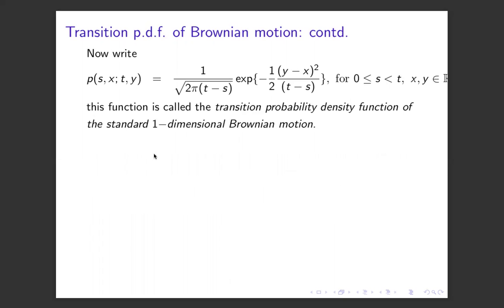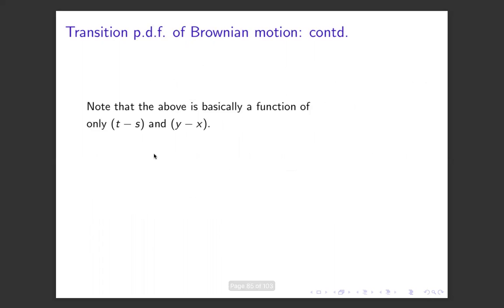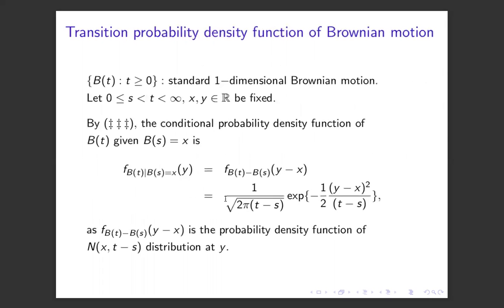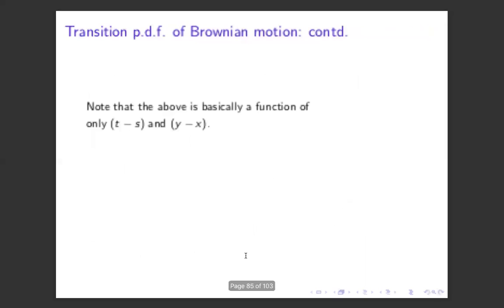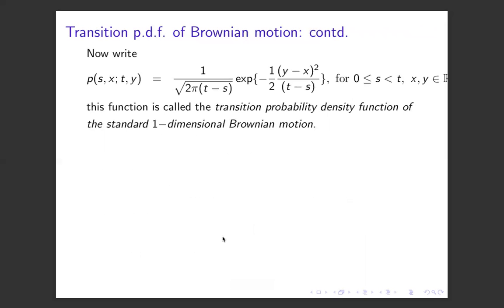We are not going to introduce any new function. It is just that this function we are going to use in a slightly different notation. So write it as a function of 4 variables. s and x are going to be considered together, and t and y are going to be considered together. That is why you find a semicolon here.